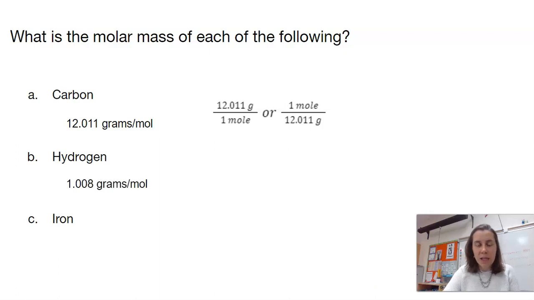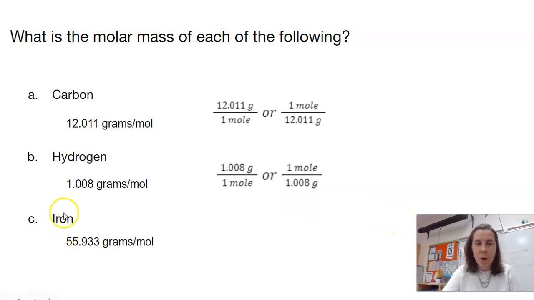So for hydrogen, it's going to be 1.008 grams. And again, I just got that number right off the periodic table, right? Which means that these are the conversion factors we can get from that. And for iron, the molar mass is 55.933 grams per mole. Okay, and if I ask you for the molar mass, this is the answer. I just want you to be aware that you can get conversion factors from it as well. This is not the molar mass. It's the conversion factor that you get from the molar mass.